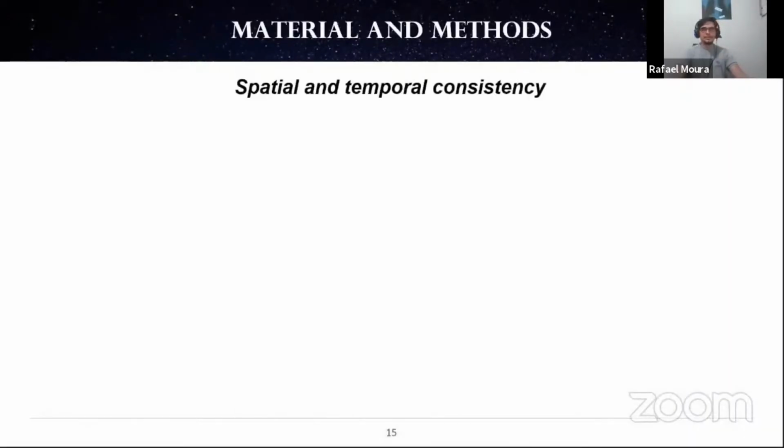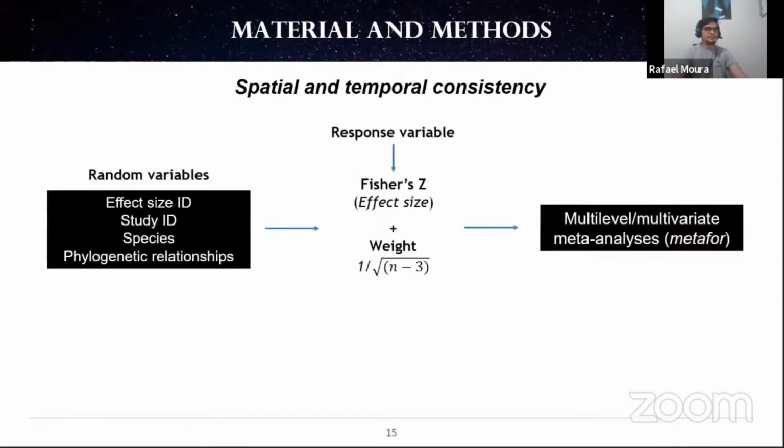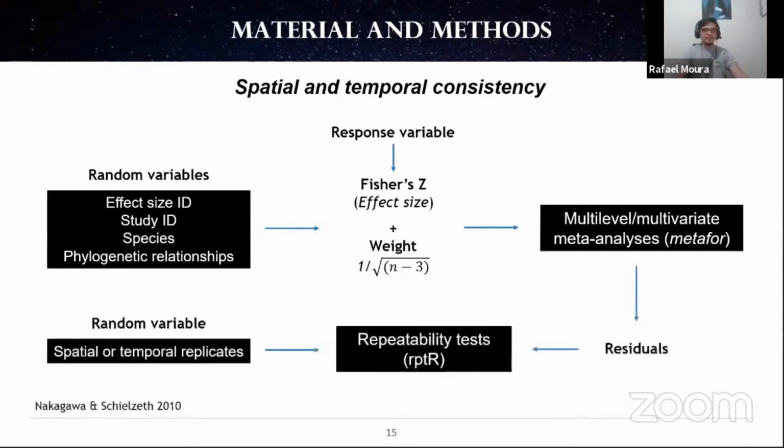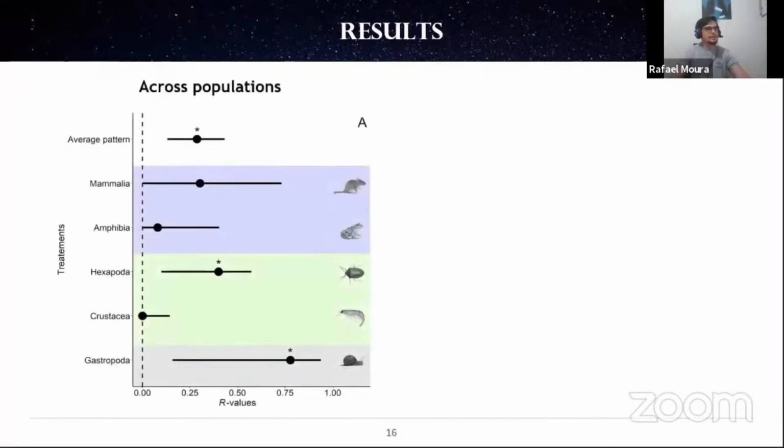To test spatial and temporal consistency, we performed the same type of analysis using two different kinds of data sets that presented spatial and temporal replicates. So we extracted the residuals of this meta-analysis to obtain an unbiased response variable that we included in the repeatability test. We used the spatial and temporal replicates as random variables to obtain the repeatability measure for each kind of replicate. So here we have the results across populations.